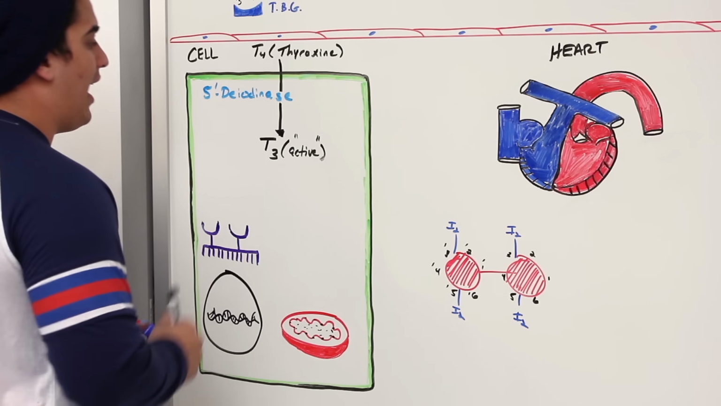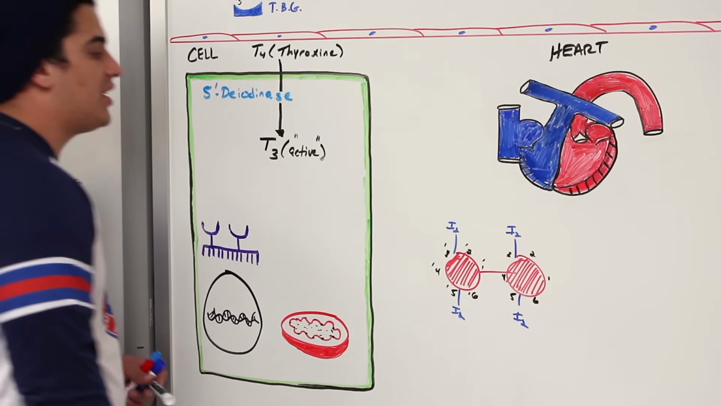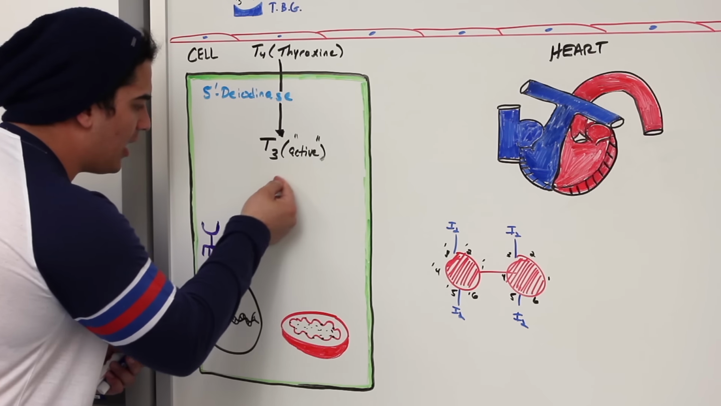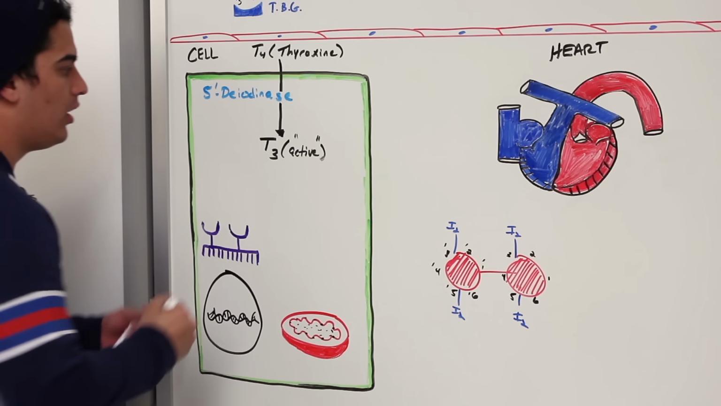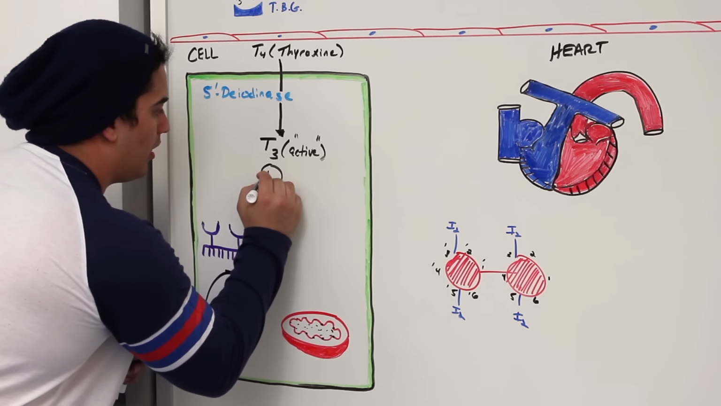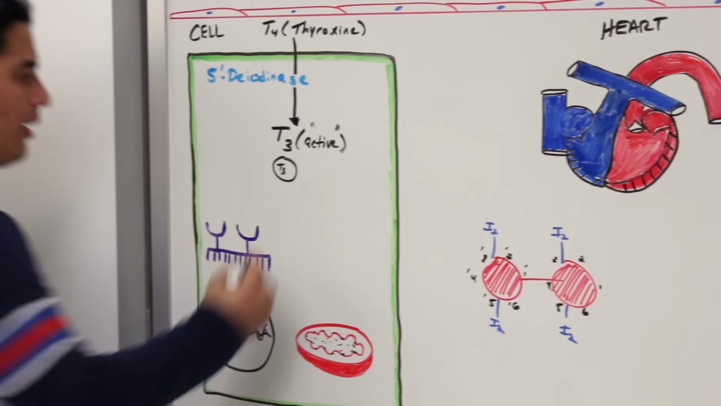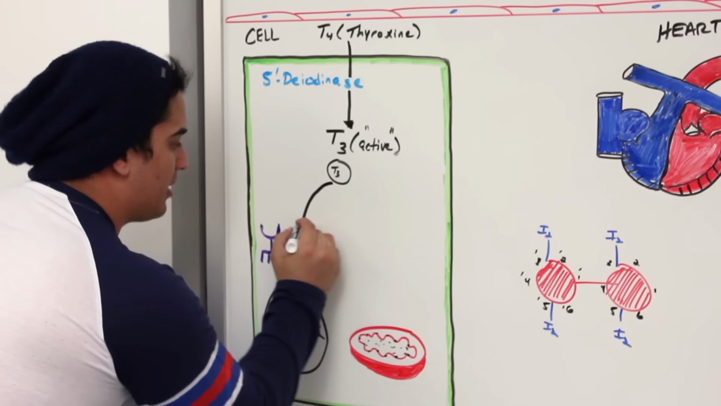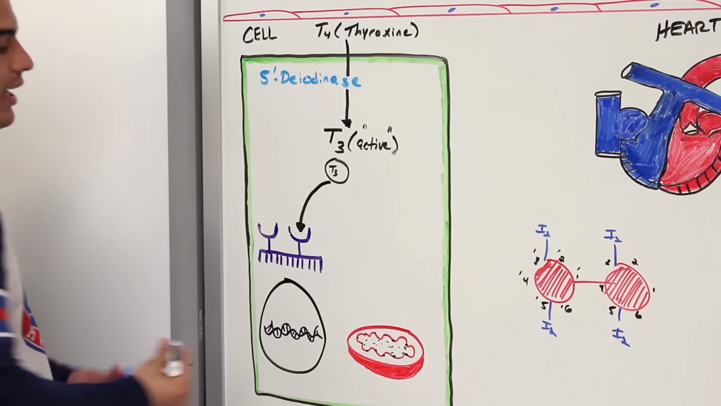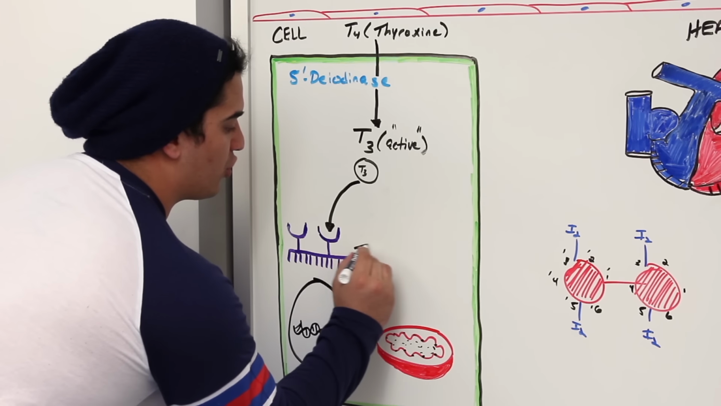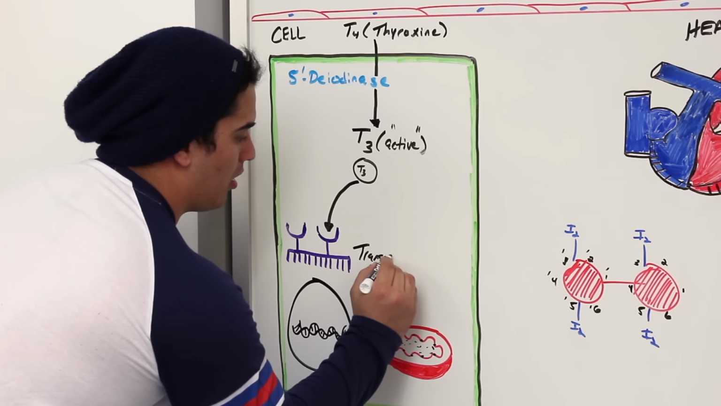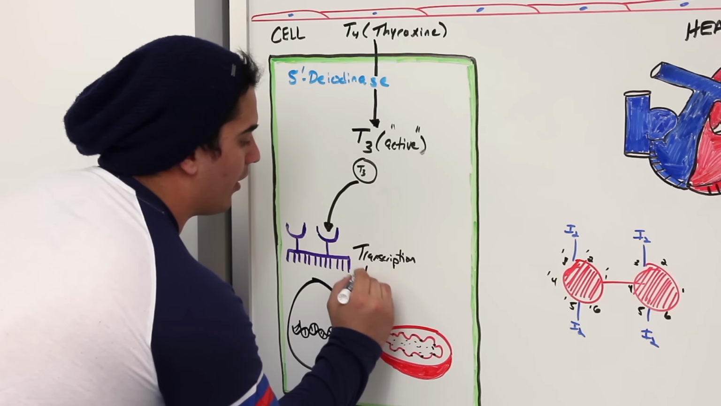Now that we know that, we've got our active form. How is this going to exert its effects? It's going to come over here. You see there's a receptor waiting for it. Look, here's your T3. It's waiting to start binding onto this pocket. There's a little pocket. Let's say that this thing right here is actually called a transcription factor.